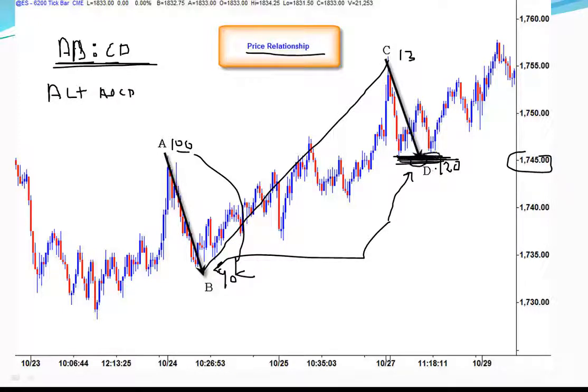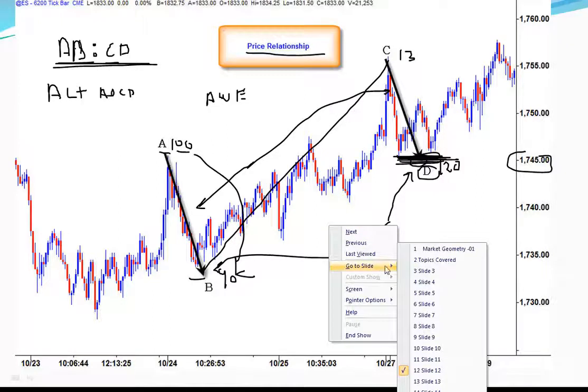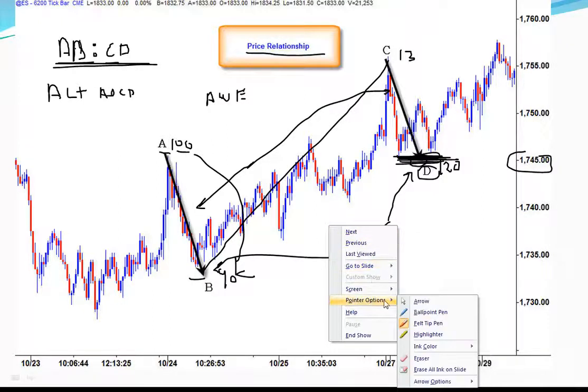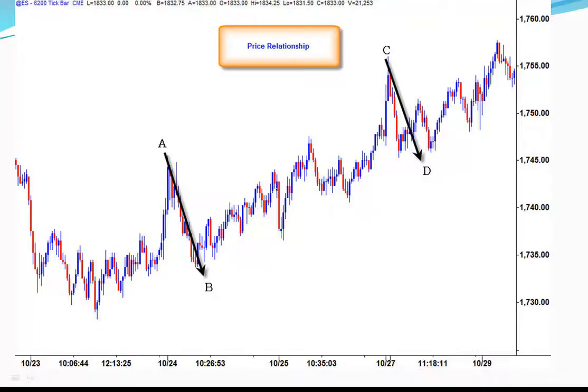So you have your A to B, C to D. You're looking for price relationships, equality between here and here. Also what we call an alternate wave equality. That's all it is. Alternate wave equality, where the market trades from high to low, from point A to point B, and then from C to D with roughly the same length. All right. Now, if we take this, I got my dot there.